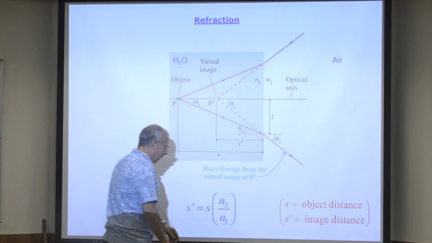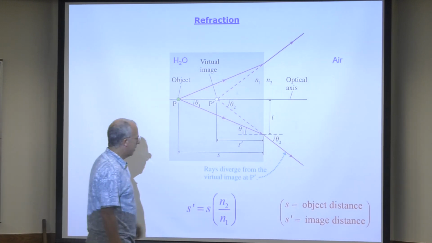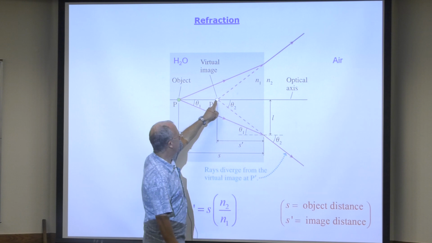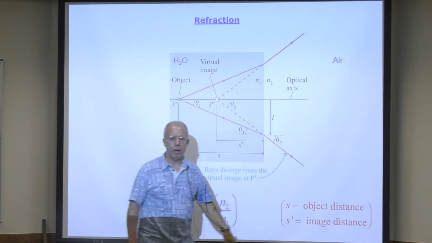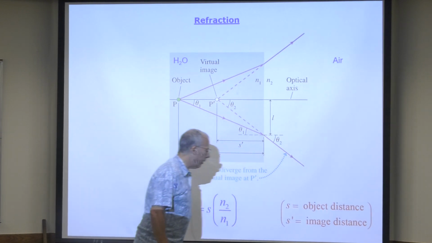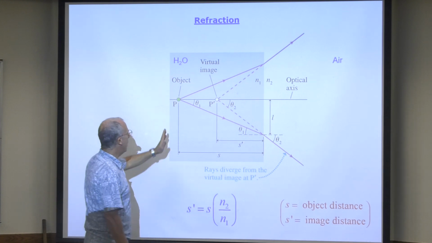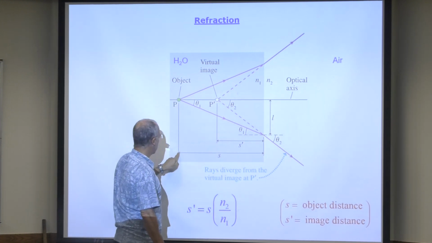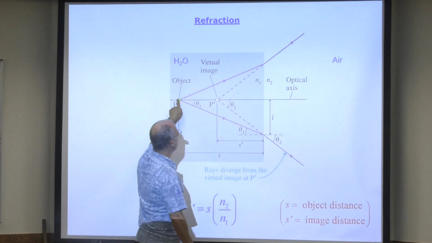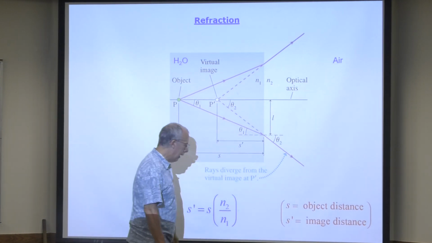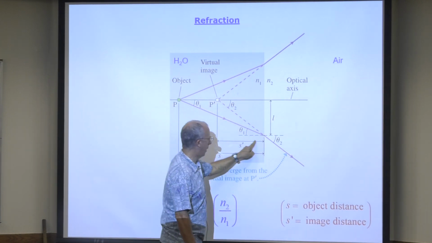Okay. And of course, there's a formula. This here is called the image distance, S prime. We're always going to do that, by the way. S prime is always going to be the image distance. S is going to be the object distance. So look, this distance here, the S, that's the object distance, the distance from the object to the boundary. The image distance is this distance, or this here, S prime.